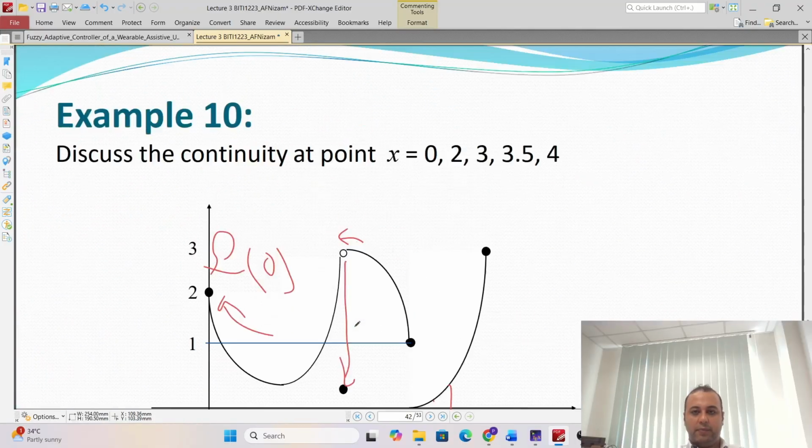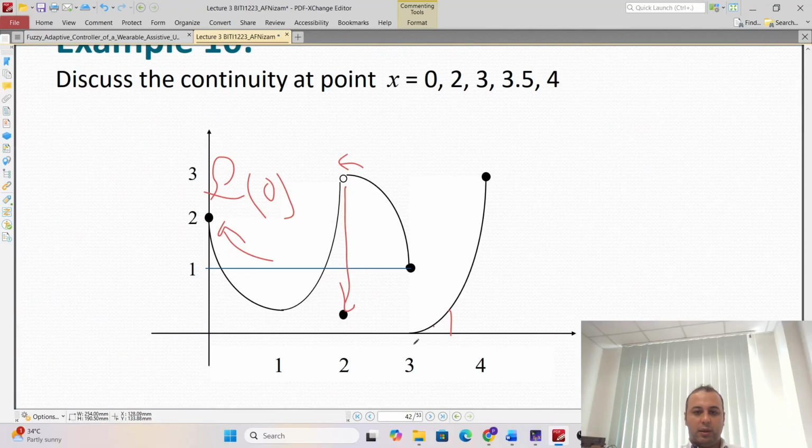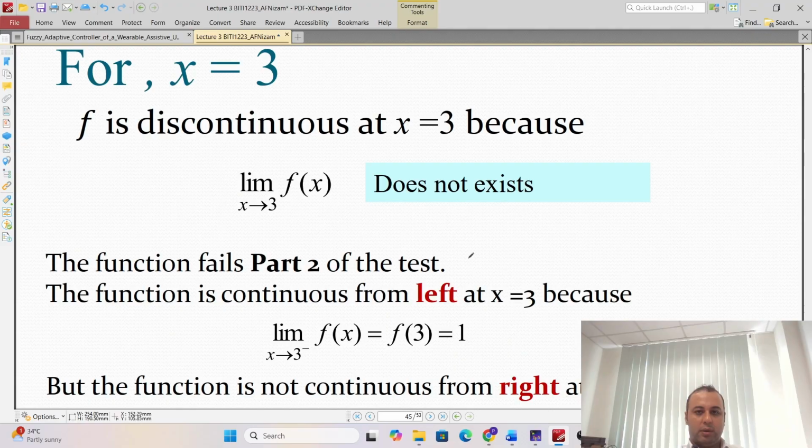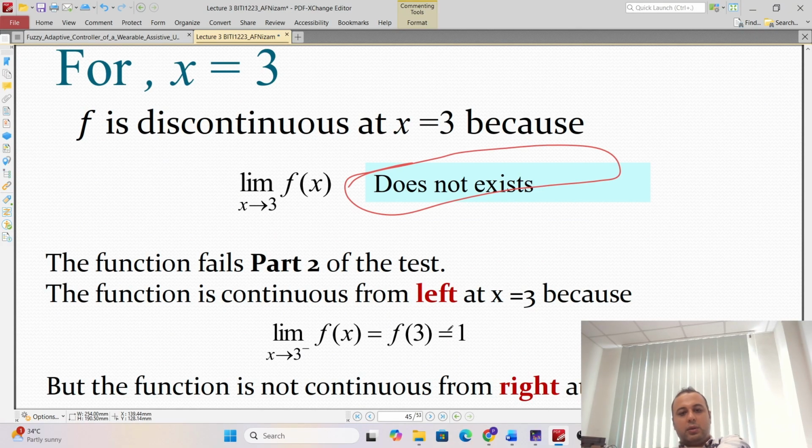Number 3 is not a function value because we have the intersection at two points, so f(3) does not exist. See, it does not exist. So the function failed on part 2 of the test.